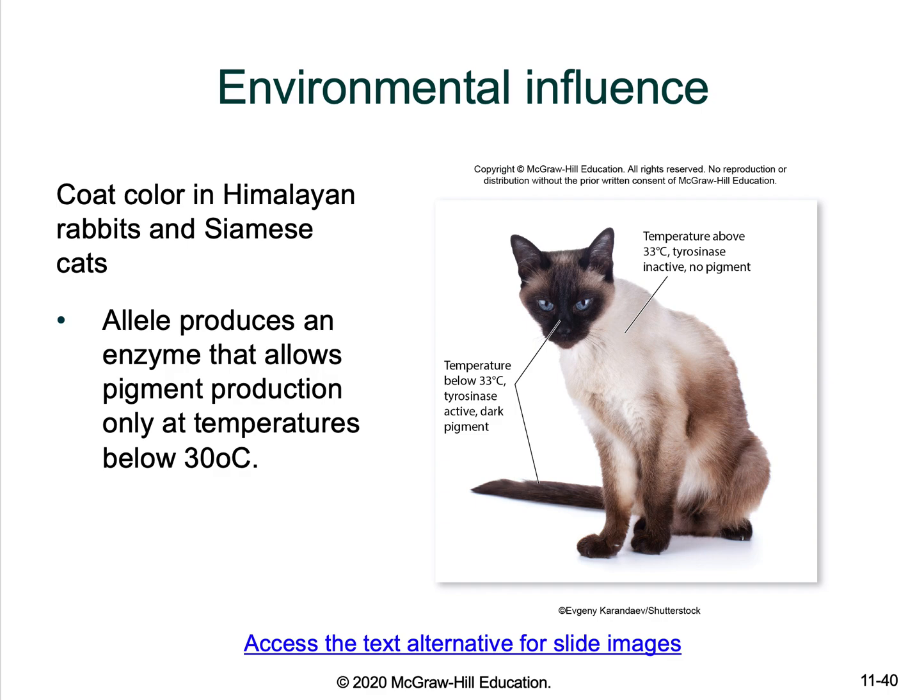Some things that can also change how an organism looks, or even their genotype, is environmental influence. They can be exposed to something that promotes maybe a mutation or something of that sort. For this example, they say the color of the cat, which is a Himalayan rabbit and Siamese cats. Their allele produces an enzyme that allows pigment production only at temperatures below, this should be 30 degrees Celsius. So their coat is something that is distinguishable because of environmental influence.